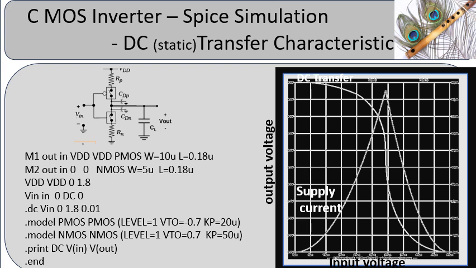As shown in the figure, transient simulation of a CMOS inverter generates the DC transfer characteristics. The DC transfer characteristic is a plot between output voltage against the input. It is a key static characteristic that illustrates how the inverter transitions between logic levels and defines important parameters like noise margins and threshold voltage.